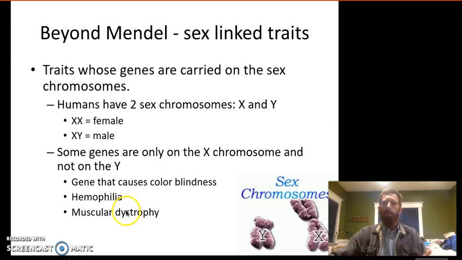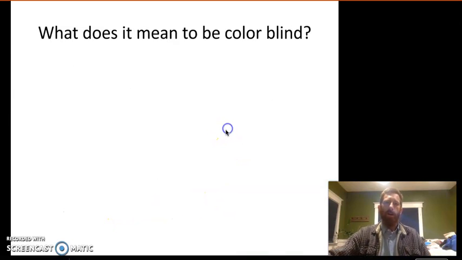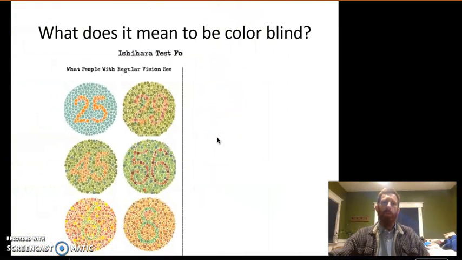That's a problem with muscles, where as a person gets older, the muscles get weaker and weaker and weaker. There's a particular protein that controls muscle development that's found on the X chromosome, not on the Y chromosome. So like I said, we're going to use color blindness as our example. Just really quickly, a little bit of background: what does it mean to be colorblind? Well, here's a classic colorblind test.